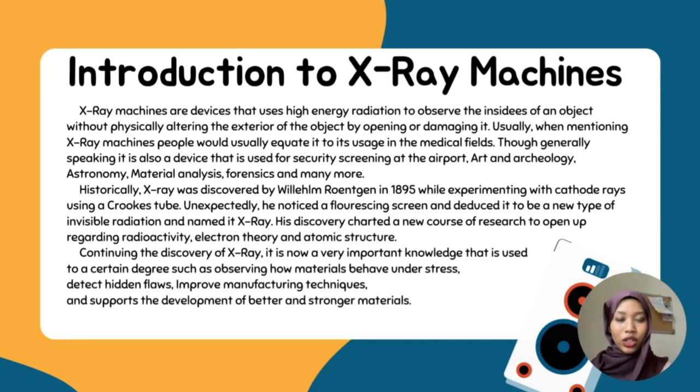Historically, X-ray was discovered by Wilhelm Röntgen in 1895 while experimenting with cathode rays using a Crookes tube. Unexpectedly, he noticed a fluorescent screen and deduced it to be a new type of invisible radiation and named it X-ray. His discovery charted a new course of research to open up regarding radioactivity, electron theory, and atomic structure.